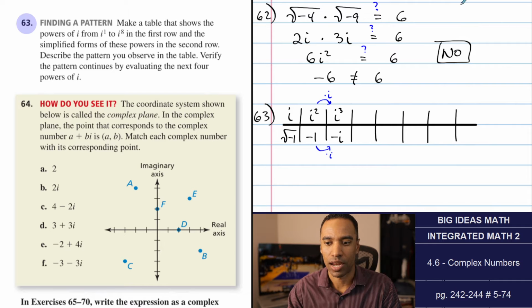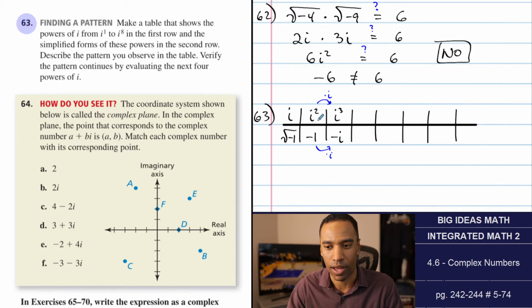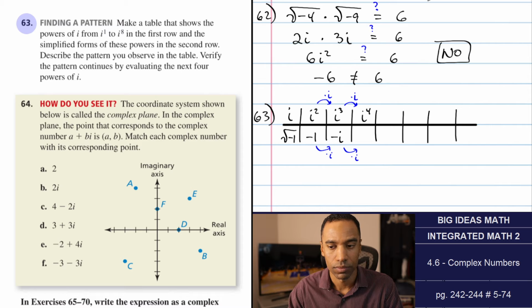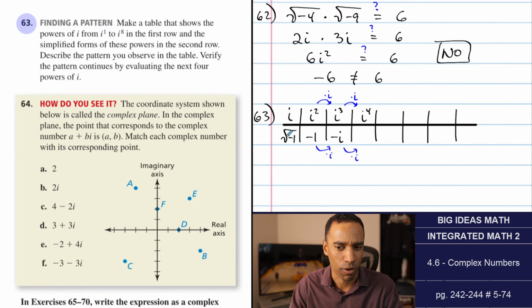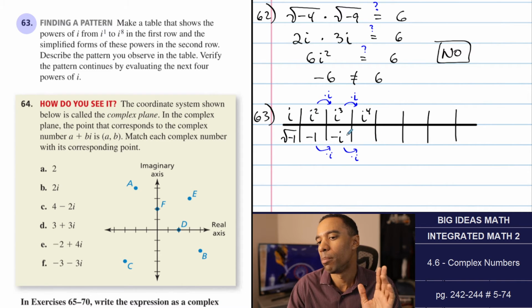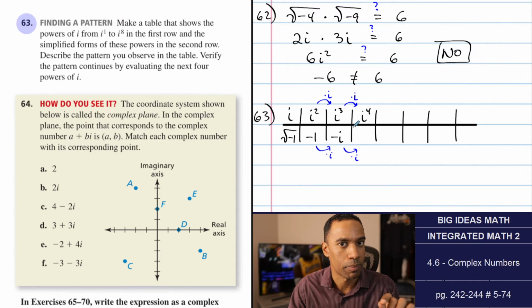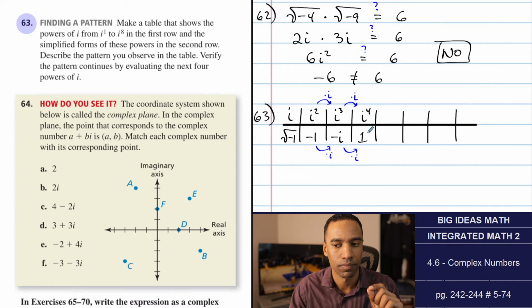Now, the next part depends on how you want to multiply these things. You can multiply i cubed times i to get i to the 4th. Multiplying negative i times i gives you negative i squared. I squared is negative 1. The opposite of negative 1 is 1. I to the 4th power is 1.